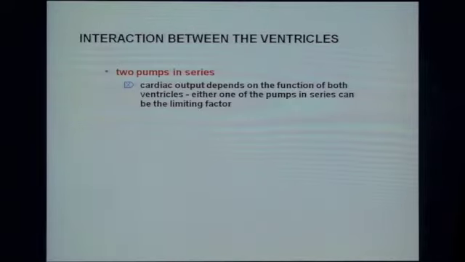We have two pumps that are in series, which means that basically for the left heart to fail, the right heart has to succeed. And if the right heart fails, it doesn't play any role how well the left heart functions, because it doesn't get what it should be functioning on.